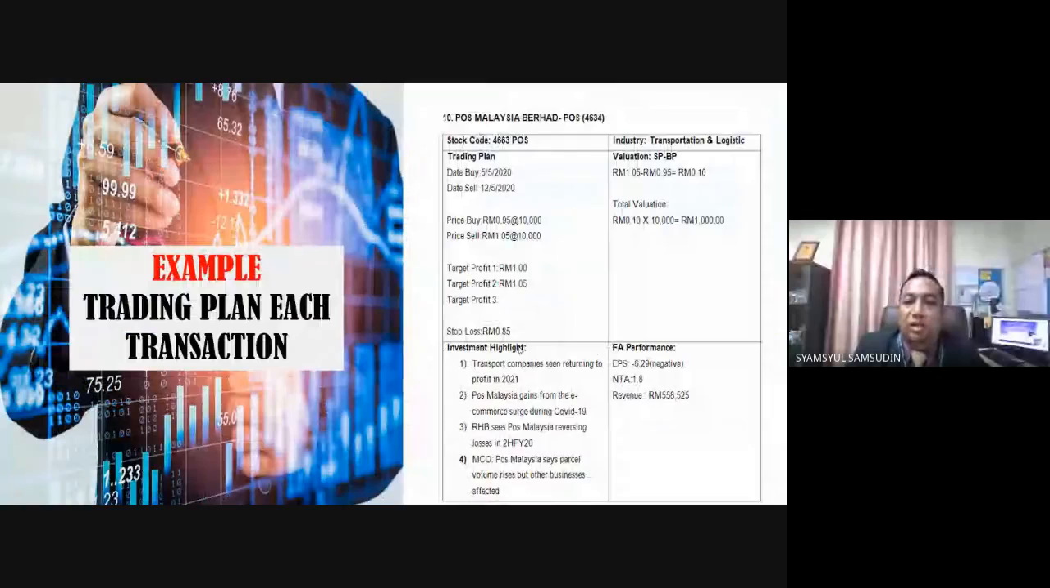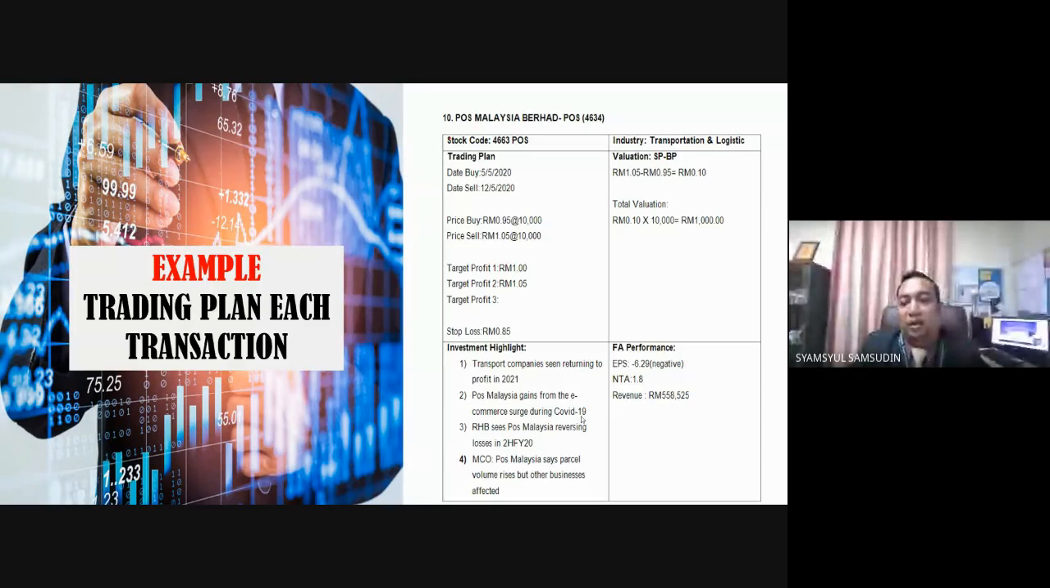Boarding plan. So they need to highlight the investment highlight too. From the investment highlight, the fund manager or the investor will see the potential of the company. So the transportation company saw returning profit in 2020. First Malaysia gained from e-commerce during COVID. During COVID he saw these things.